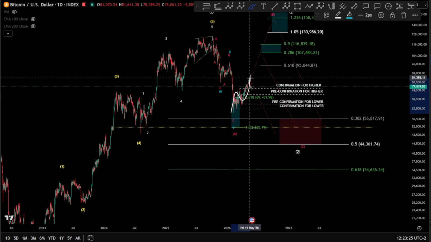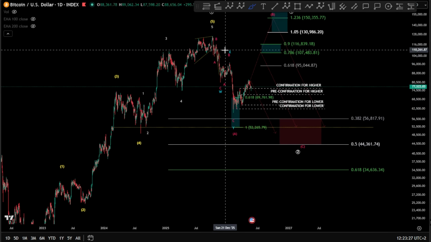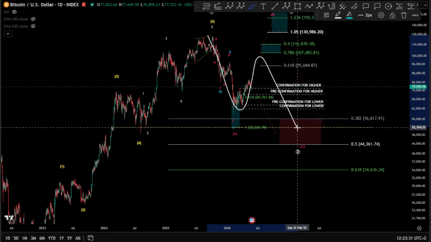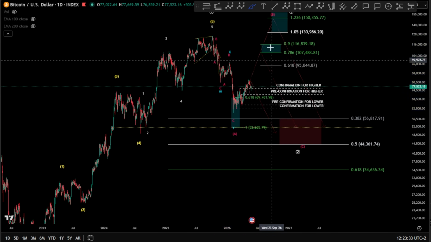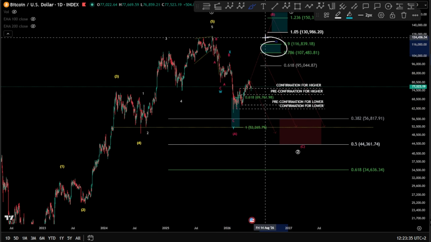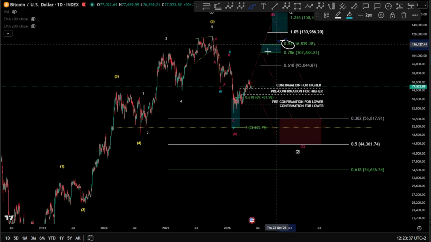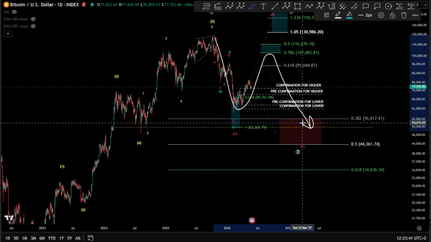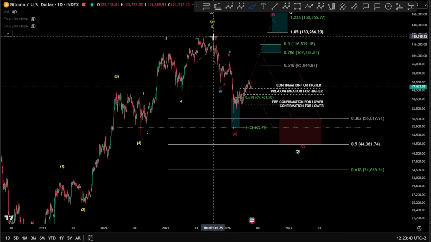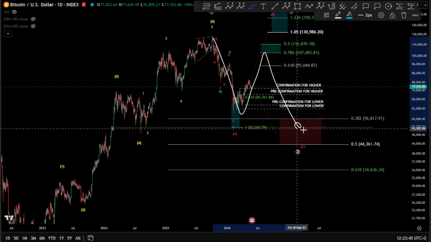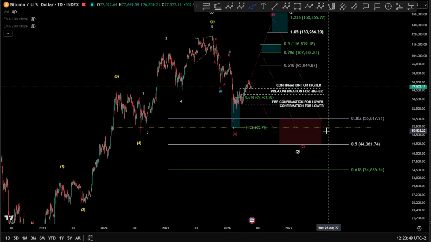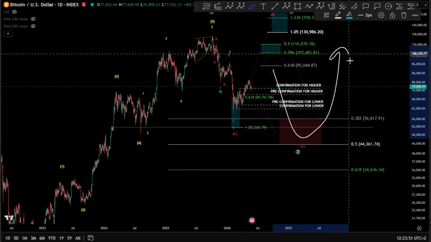Another probability that we might have is a single flat, a regular flat, A, B, and a C, and the wave B can still reach the 0.786, 0.9 Fibonacci level inside this blue box, before we push for the 1-to-1 fib level for a wave C taken from the A to the B to the C, bringing us perfectly again inside our red zone area 0.38, and then starting the bull run from there.